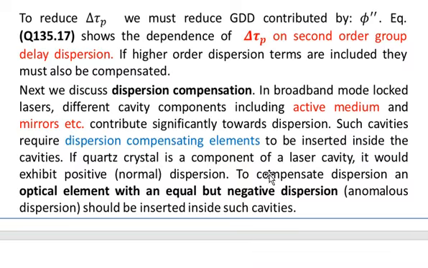If quartz crystal is a component of a laser cavity, it would exhibit positive normal dispersion. You know that quartz crystal, if it is a part of a laser cavity, will contribute towards positive dispersion, which we normally call normal dispersion. To compensate dispersion, an optical element with an equal but negative dispersion, which we call anomalous dispersion, should be inserted inside such cavities. So now the question is how we can design a component with negative dispersion, how we can introduce an element that would introduce negative dispersion within the laser cavity, so that we can cancel out all the other positive dispersions.